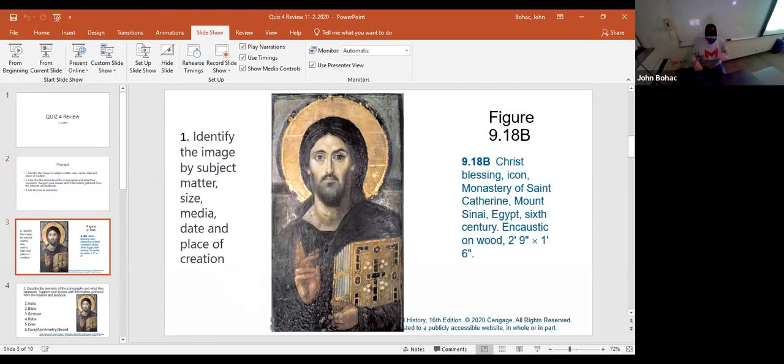This is the slide. This is how it's listed in the textbook, Christ blessing. Some of you gave some of the other names that have been assigned to this image, like Pantocrator and a few others, and that was all good. You found that through research, and it's from the monastery of Saint Catherine, 6th century Egypt. That part, not so bad.